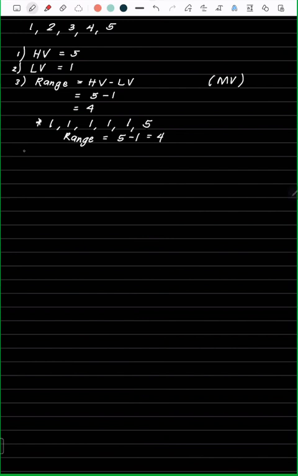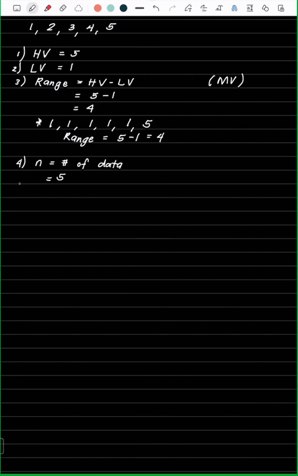After determining the range, the fourth thing we will determine is n. For statistics, n is always the number of our data, and here n would be equivalent to 5. So now I already have the highest value, lowest value, range, and n.